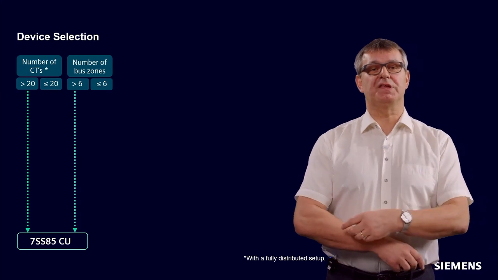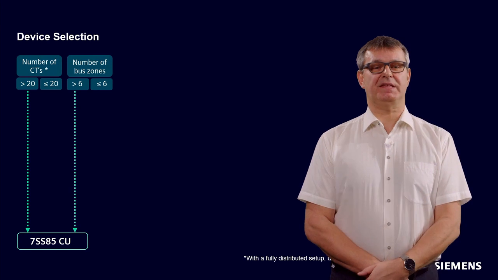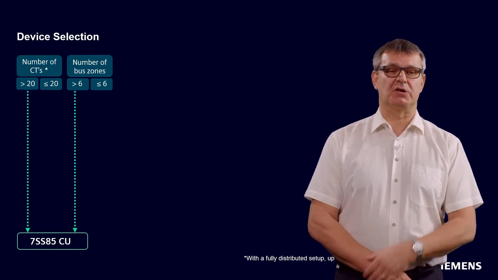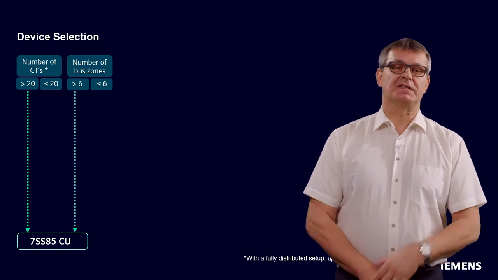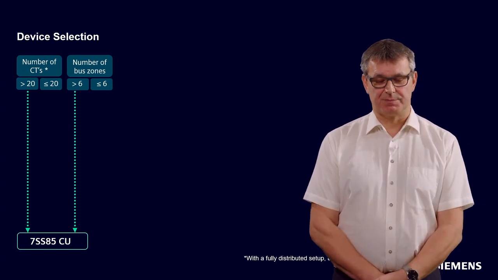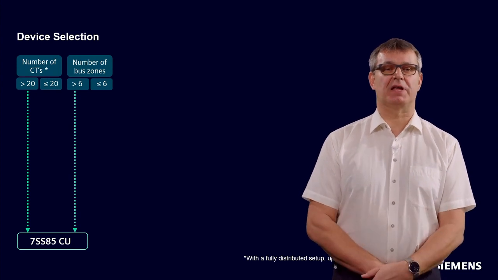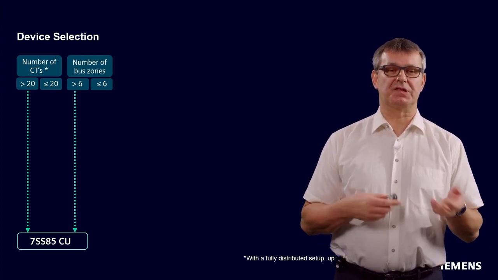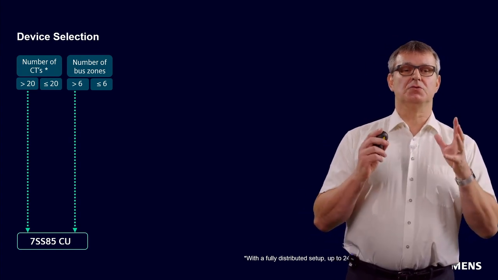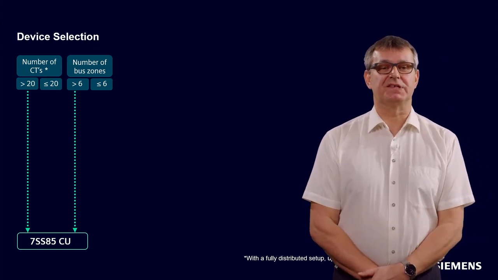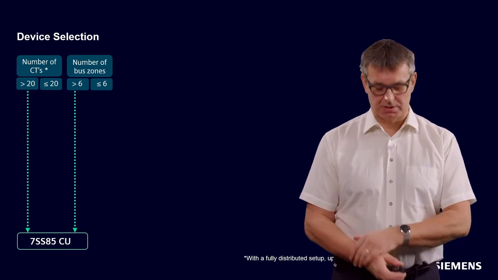If you have more than 20 CTs, and if you need more than 6 bus zones, there's no doubt about it. The only solution could be to use a 7SS85CU. Sometimes you may have the possibility to split the substation. If you have a sectionalization coupler, you can split it into 2 systems. But typically, in general, if you have more than 20 CTs, more than 6 bus zones, please use the 7SS85CU solution.